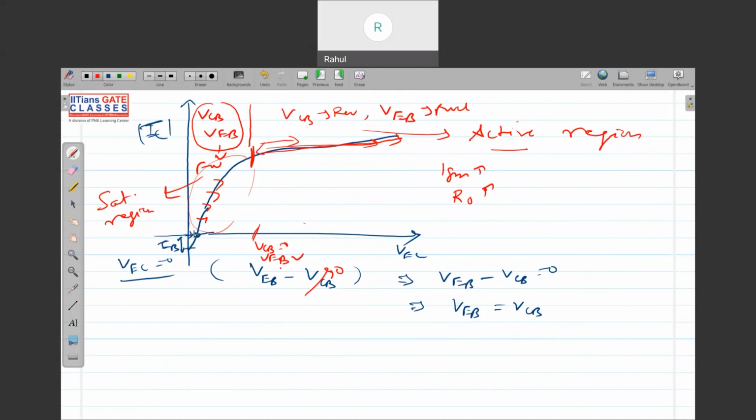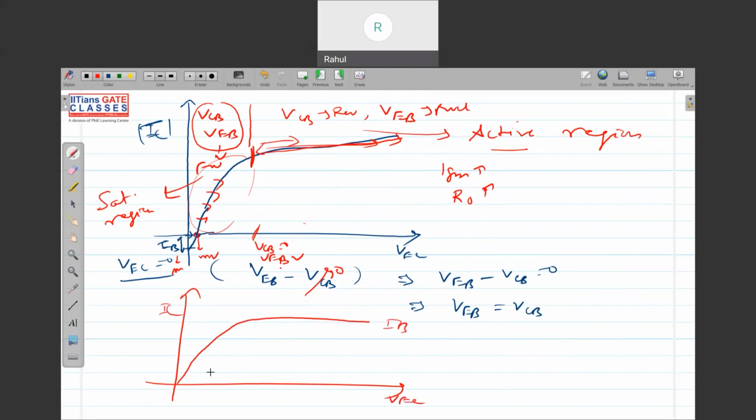And the thing is, in the IC versus VBE characteristic, the IC is 0 in the range of millivolts, and the current is in microamperes. If you see, most of the curve will be like this. The IC versus VBE characteristic for a particular IB is like this, but if you zoom in, you will get this one. This is in microamperes, and this is in millivolts.